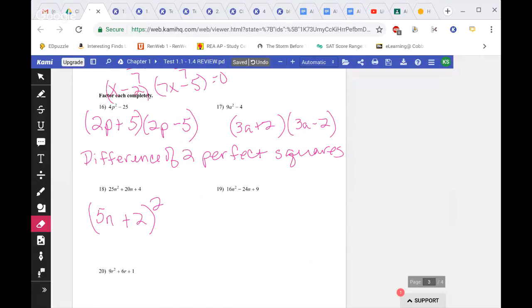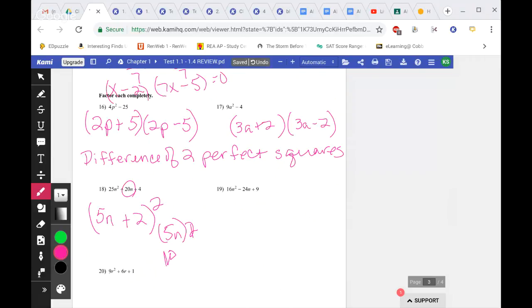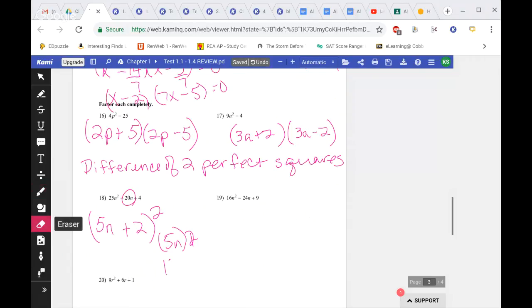How do you double check to make sure that you're right? What is 5n times 2? 10n. Yes, ma'am. So 10n. If I double 10n, I'll get 20n, which is that middle term. So you know you're right. Okay? Yep. All right.